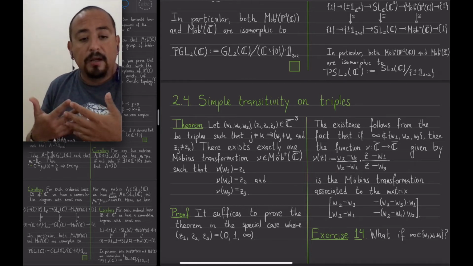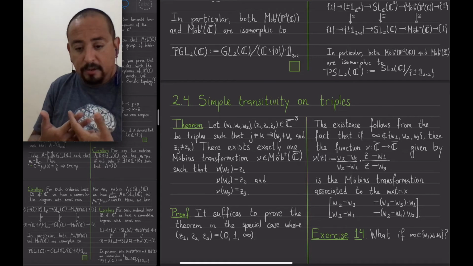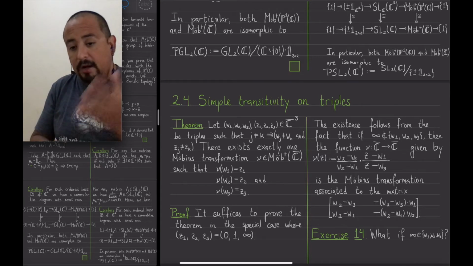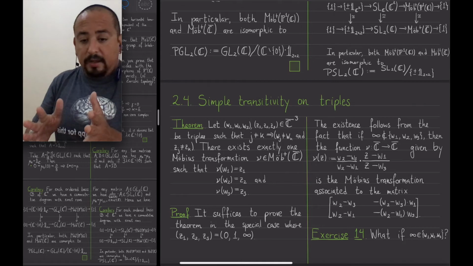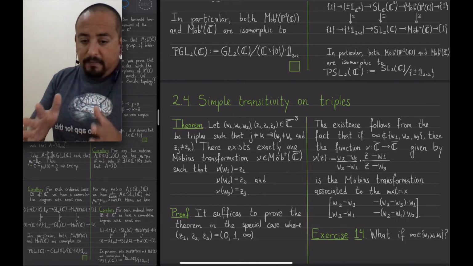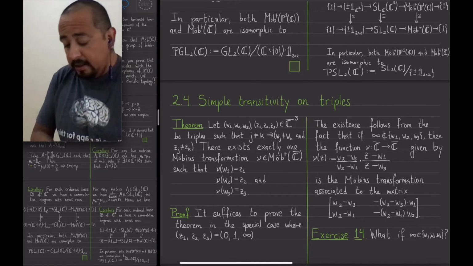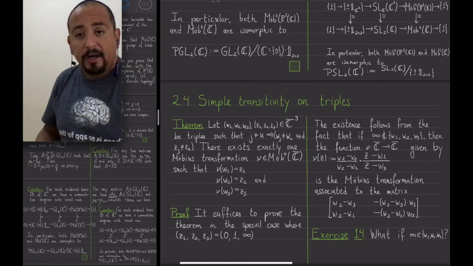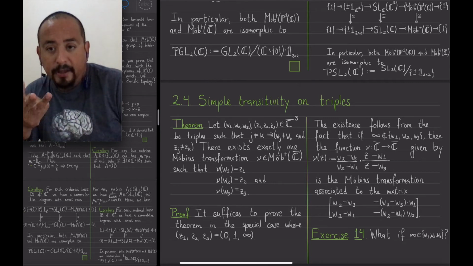So when one has an action, one can ask whether the action is transitive, and if so, to which extent, in both senses: how large are the stabilizers, or how much transitivity do I have on many points. And for C bar, the answer becomes 3.